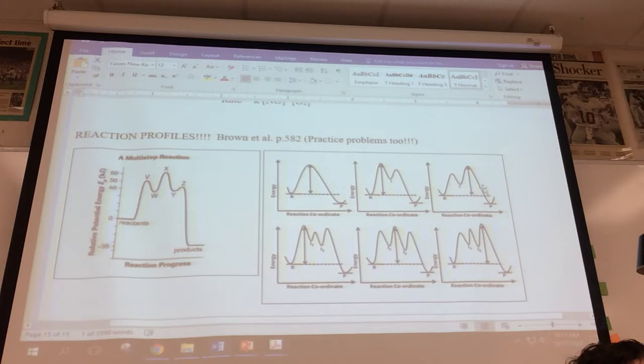In which of these two would the slow step be first? This one or this one? That one. All right. And here, if you had 3 steps, which of these 3 shows the slow step last? The last one. So you can read them.